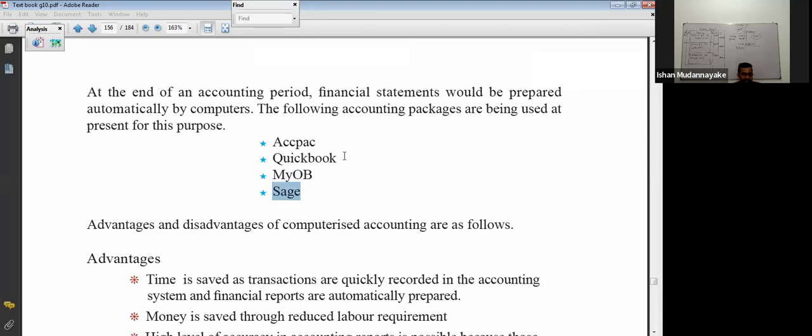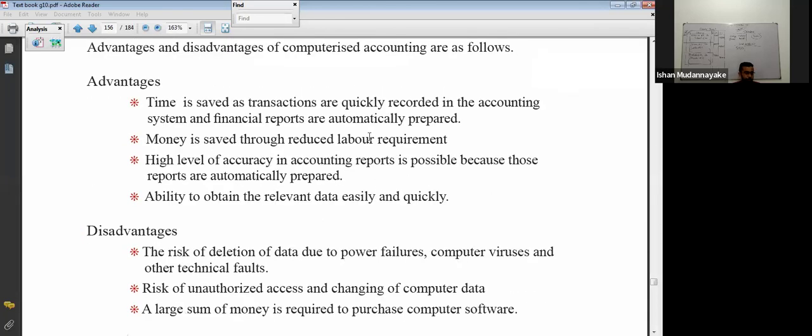And then these are some of the advantages of using computers for accounting activities. First one: time is saved as transactions are quickly recorded in the accounting system and financial reports are automatically prepared. Please highlight, time is saved. Second one: money is saved through reduced labor requirement. Please highlight, money is saved.